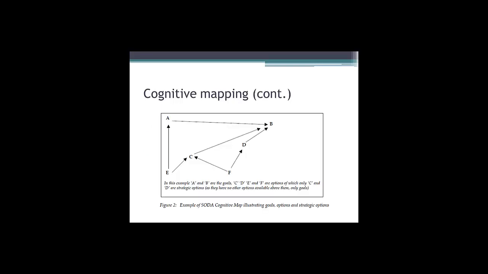As presented in Figure 2, it is an example of a simple SODA cognitive map illustrating goals, options, and strategic options. Concepts within cognitive maps are generally either goals or options. Strategic options are those that have no other options above them in the map. An arrow signifies influence in a line of argument linking cause and effect.